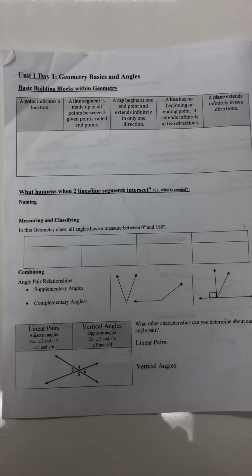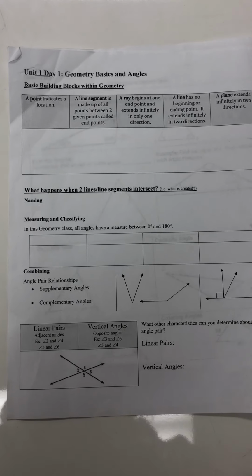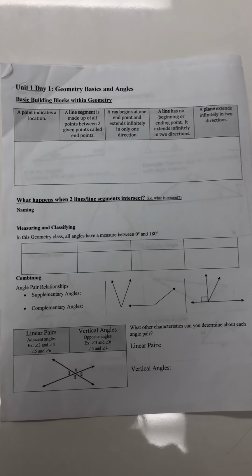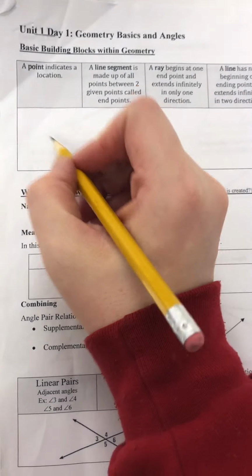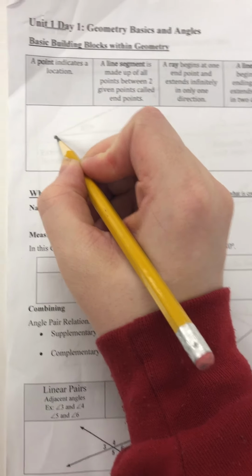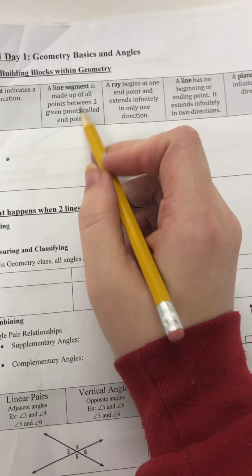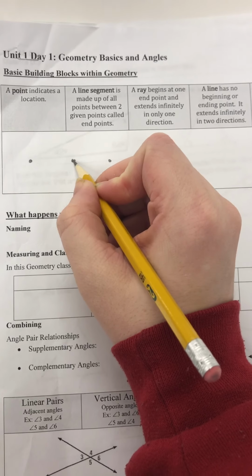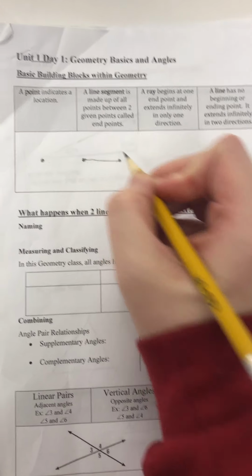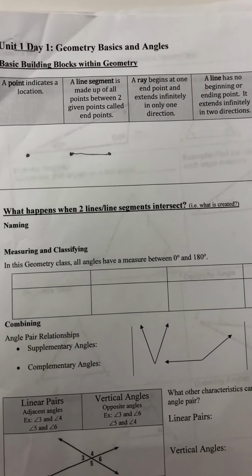In this video, we are going to learn about the basics of geometry and angles. So we have some vocab words to define and to see what they look like. So the first is a point, which indicates location, and a point looks like this. So then a line segment is made up of all of the points between two given points. And those are called endpoints because they're the end of the line segment.